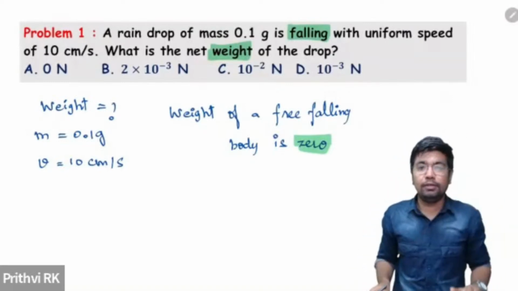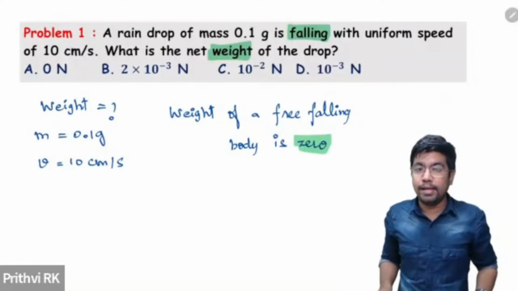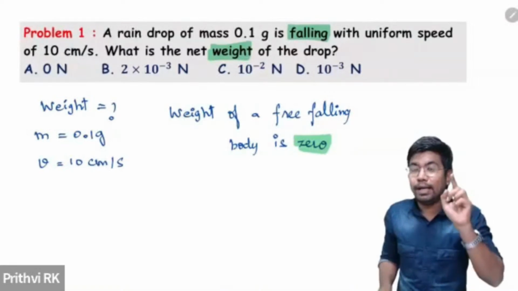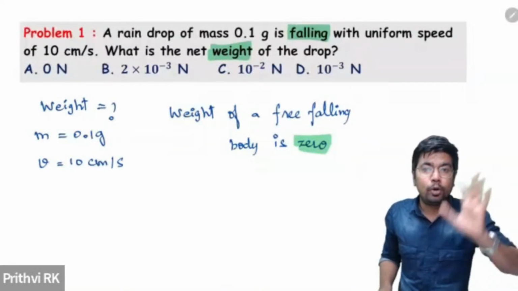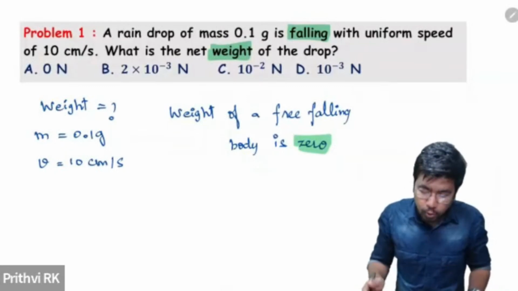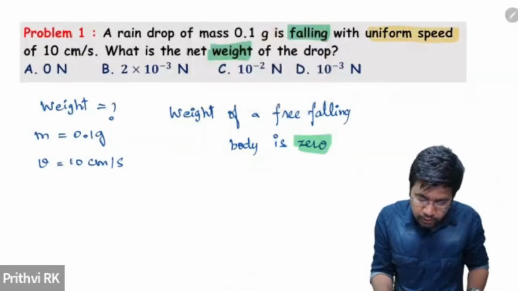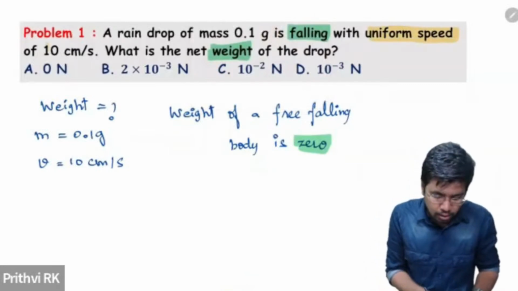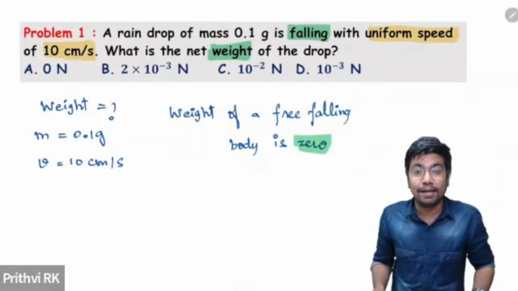See, when an object is falling, it gets accelerated, right? What will be the acceleration? 9.8 meter per second square. But what are they saying here? They are saying it is falling with a uniform speed of 10 centimeter per second. It is not technically accelerating.